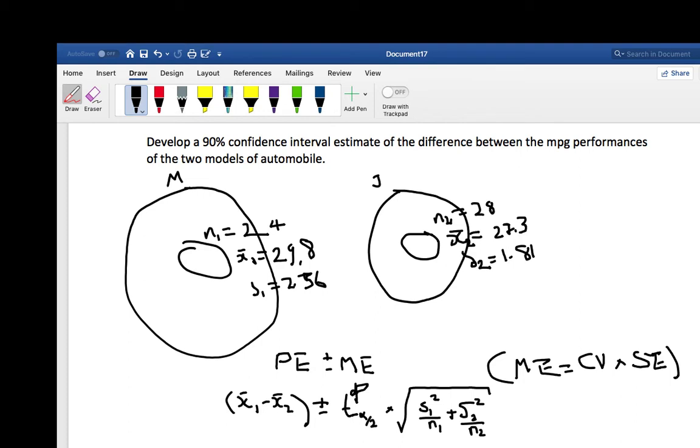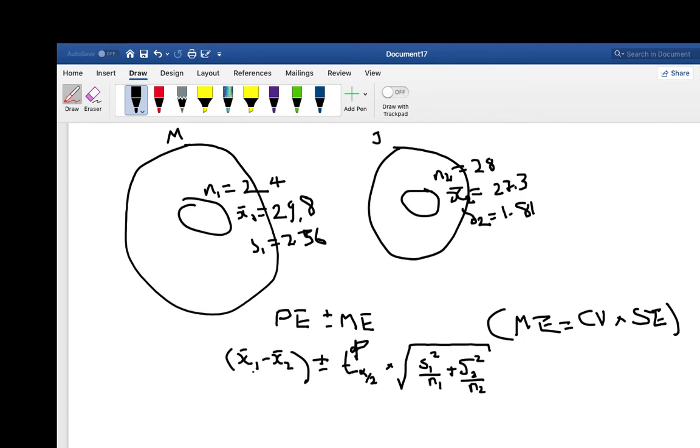Most of these are straightforward. X1 bar is 29.8, X2 bar is 27.3, S1 squared is 2.56 squared, and N1 is 24. So this stuff's fairly easy to fill in. I could put those in, but let's focus a little bit more on this value in here.